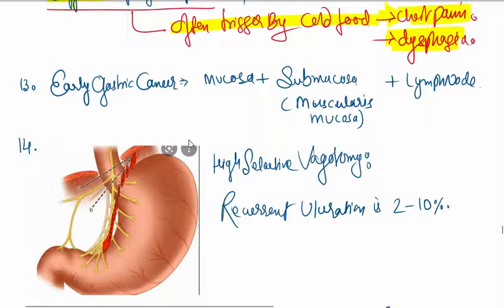Next one, early gastric cancer. It involves the mucosa and submucosa, or it has muscularis mucosa and lymph node involvement. Here we use the Japanese classification for early gastric cancer.